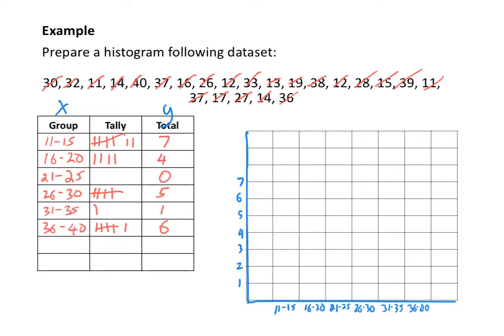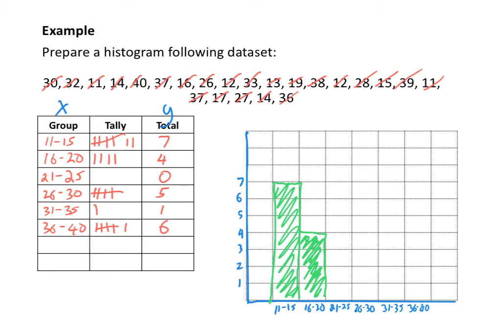Once you've plotted your scale onto your X and your Y axes, you can start filling in each group. My 11 to 15 group has a frequency of 7. Putting that on there, then 16 to 20 has a frequency of 4. Notice how my bars are touching each other. There are no gaps in between the bars.